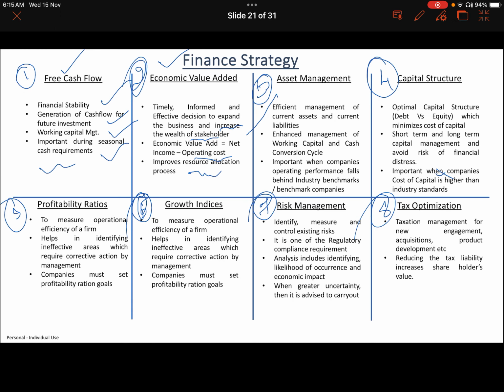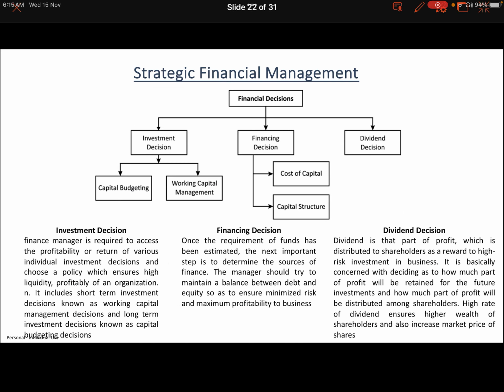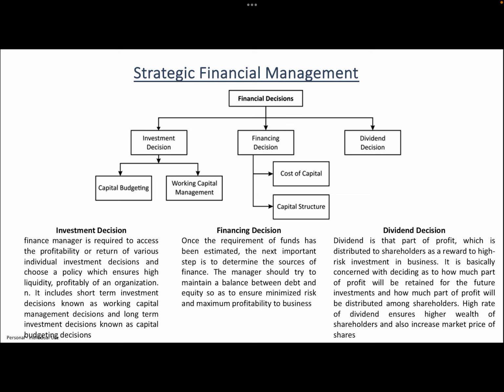So these are the finance strategies which will be made during the finance strategy process: free cash flow, economic value added, asset management, capital structure, profitability, growth indices, risk management, and tax optimization. You need to remember exactly what these are and what key decisions will be taken under each of these items. Moving on to the finance side, there are some strategic financial management decisions which have a long-term impact, as we discussed earlier, but these are the major decision points.